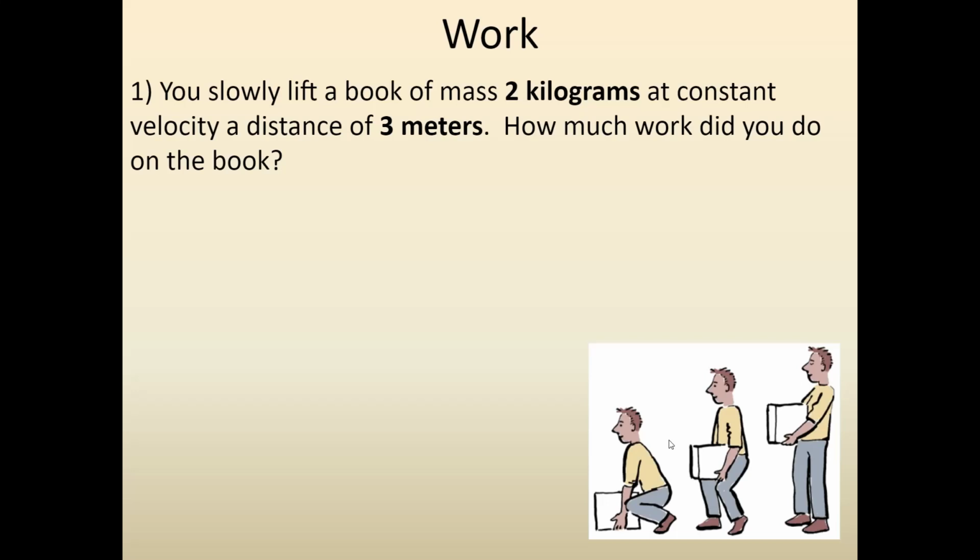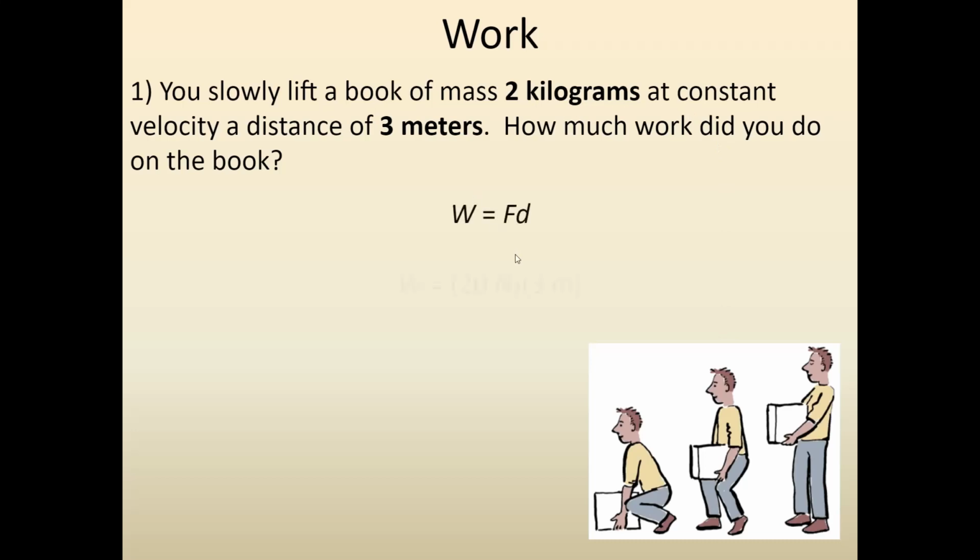All right. So starting off strong, they want us to know how much work we do in this scenario. We're slowly lifting a book up at a constant velocity. Because it gives us this qualifier that it's constant velocity, that means that the object is in equilibrium. So the force that I'm applying is equal to the force of gravity pulling it down. Keep in mind that we don't have to have a force that is greater than the gravitational force to lift an object up. We can lift it up with an equal force as long as we're lifting up with a constant velocity.